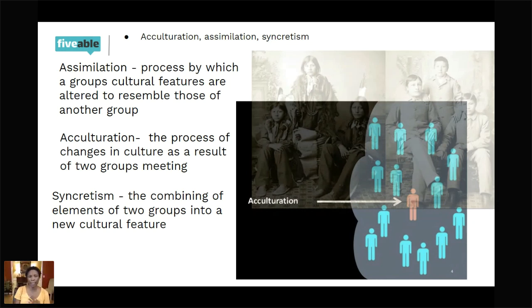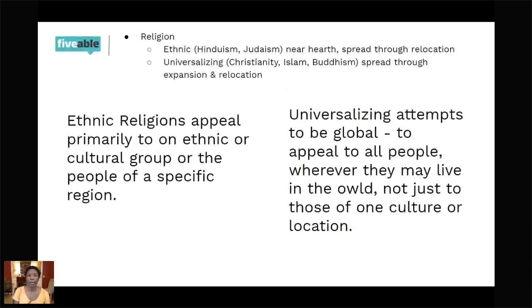Then in our religion unit, you should have taken a look at ethnic religions and universalizing religions. With our ethnic religions, those would be like Hinduism and Judaism. And I put here, they appeal primarily to an ethnic or cultural group or the people of a specific region. The other thing about ethnic religions is that they don't go out and convert. They're not looking like, come, I need you to be a part of me. They're just in their region. Universalizing religions such as Christianity, Islam, Buddhism spread through expansion and relocation. And I wrote here, attempts to be global. So globalization plays a part, to appeal to all people wherever they may live in the world, not just to those in one area.